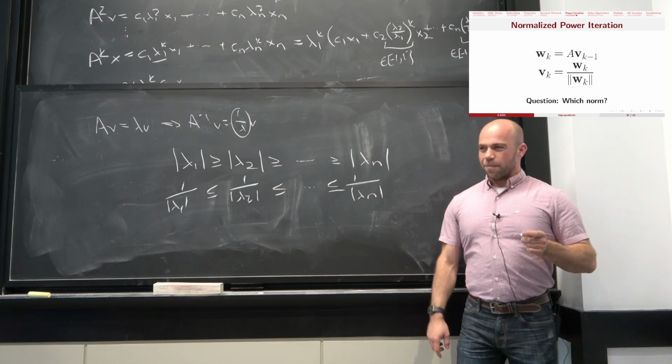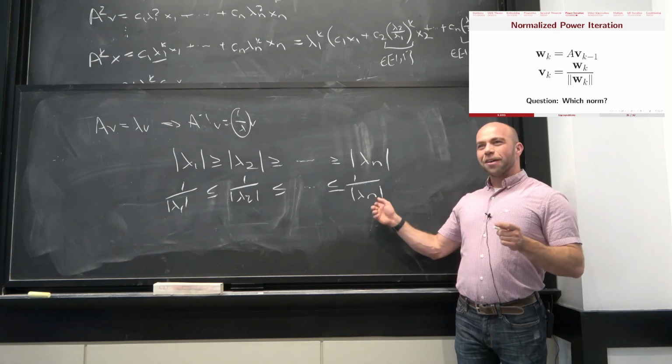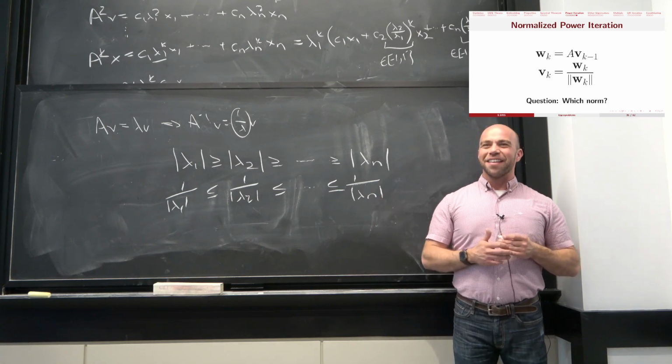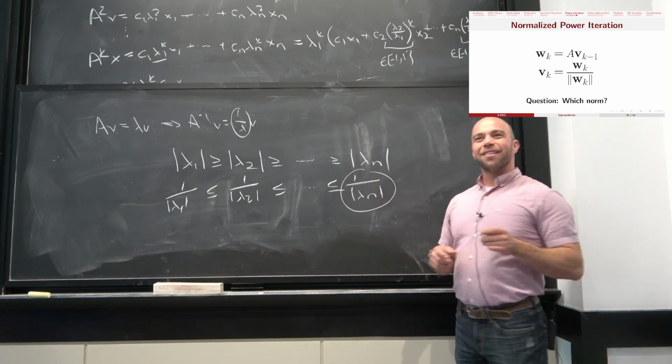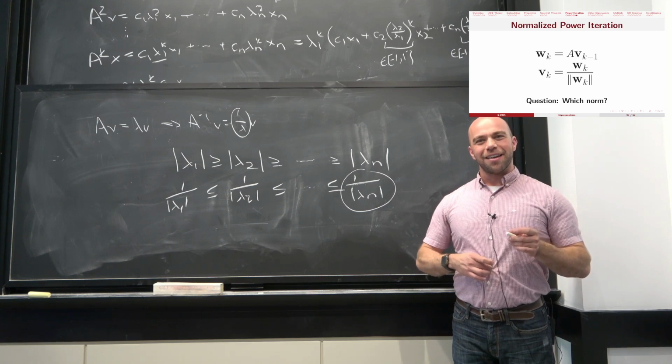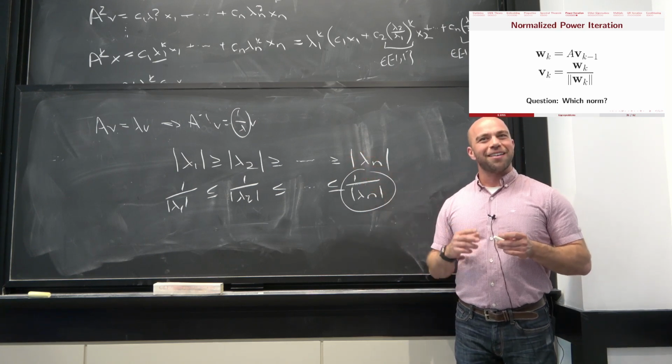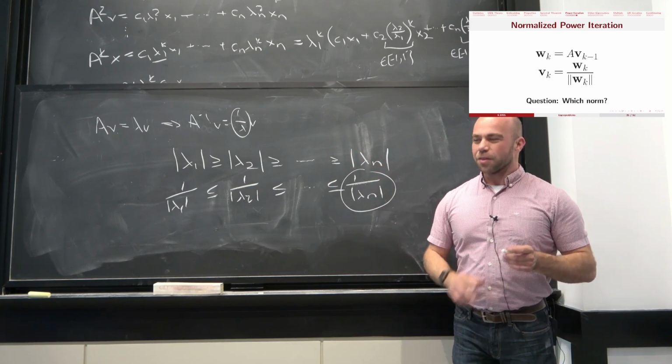Cool? So what happens if I do eigenvalue iteration on A inverse? Well, now the dominant eigenvalue is this one. So the eigenvector that I get is now on the other end of the spectrum of A. Does that make sense? Cool.